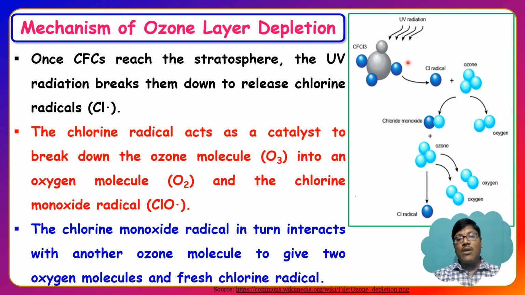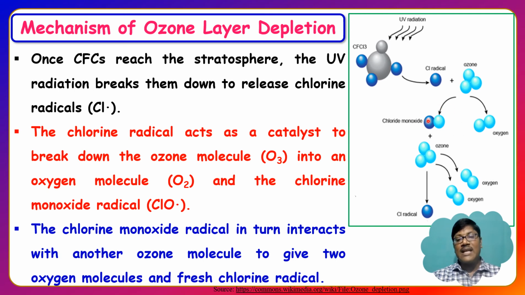Once the chlorofluorocarbons reach the stratosphere, the UV radiation absorbed by the CFC breaks the CFC molecule and releases chlorine radicals, or even bromine radicals if it is a source of bromine. The chlorine or bromine radicals act as a catalyst to break down the ozone molecule O3 into oxygen O2 and chlorine monoxide radical ClO.